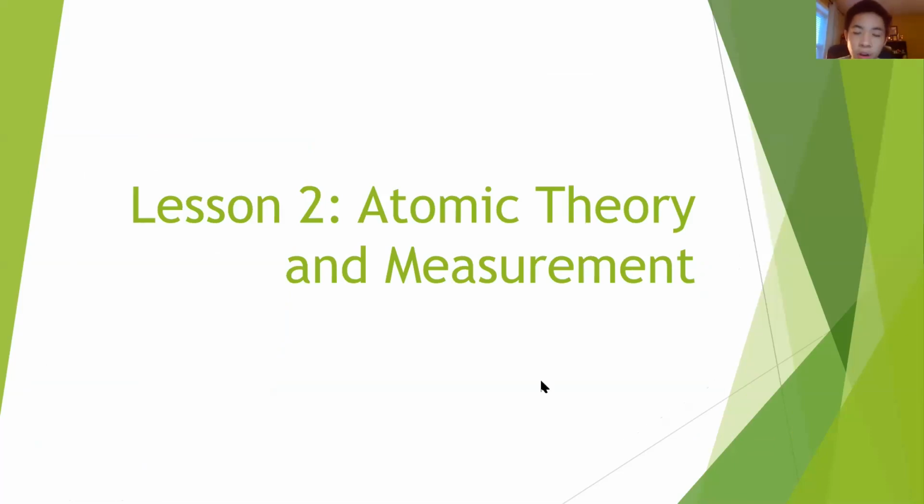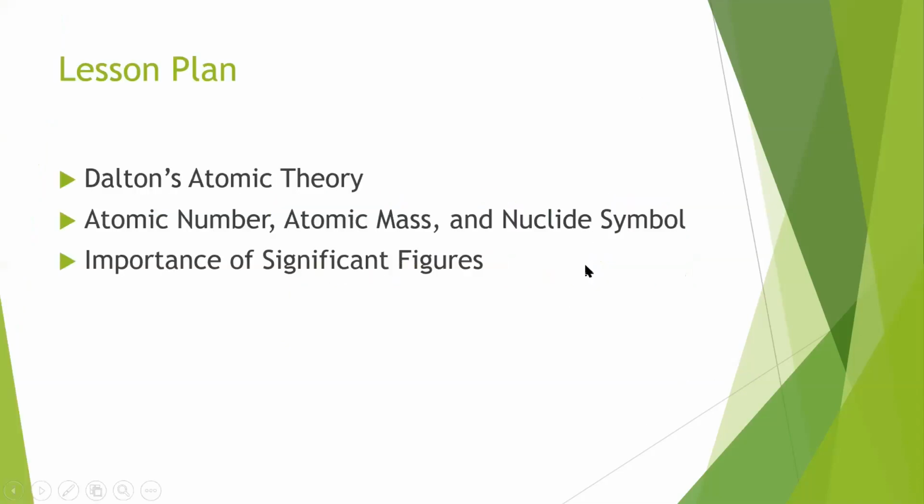Today we're going to talk about atomic theory and we'll have a review of measurements. What we're going to cover today: we're going to start with what an atom is and see Dalton's atomic theory. Then we're going to learn what the atomic number is, what atomic mass is, and what the nuclide symbol is. And then at the very end, we're going to review significant figures.